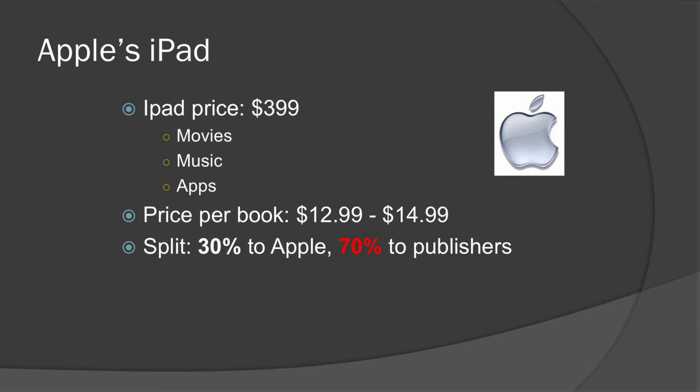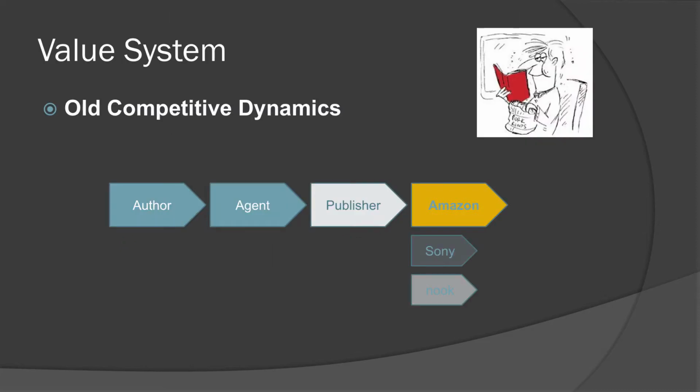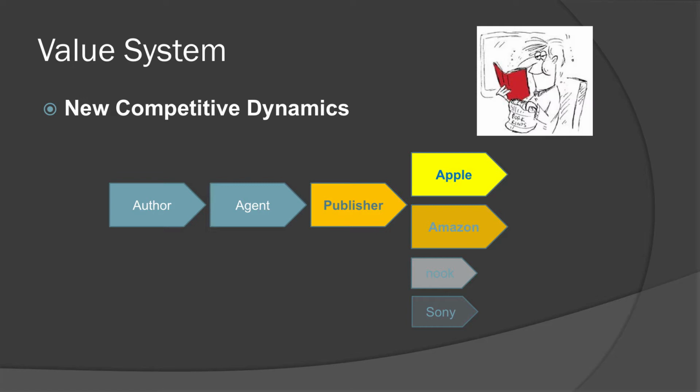If you think about why they might need to do that, Amazon was putting a lot of pressure on them not to distribute through Apple. They had to make more concessions to their suppliers. So if we look at the value system prior to Apple entering this market, you can see you have Amazon, Sony, and Nook. Well, then you bring in Apple, and you have some new competitive dynamics.